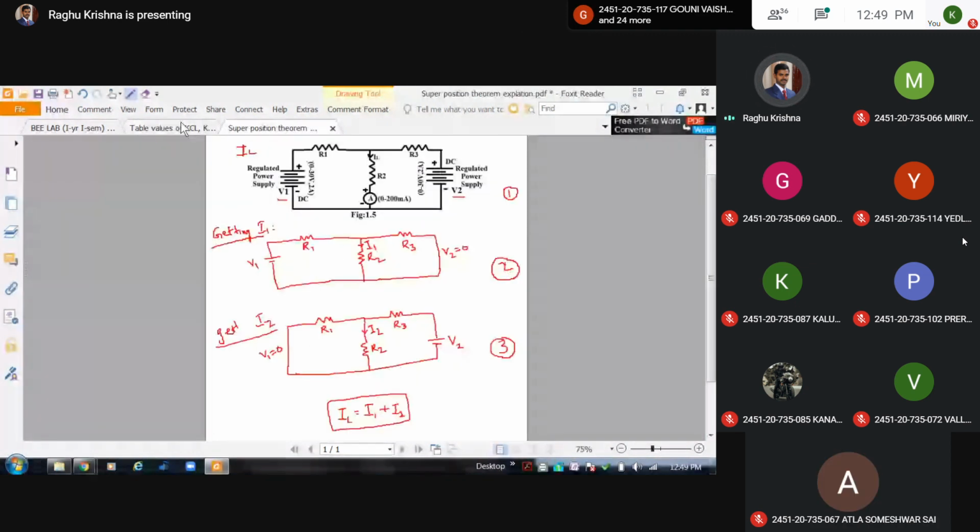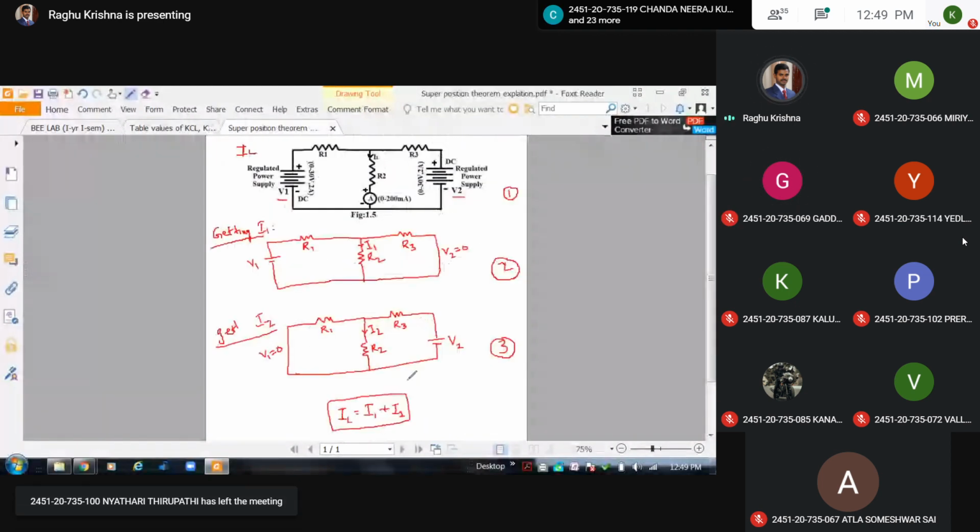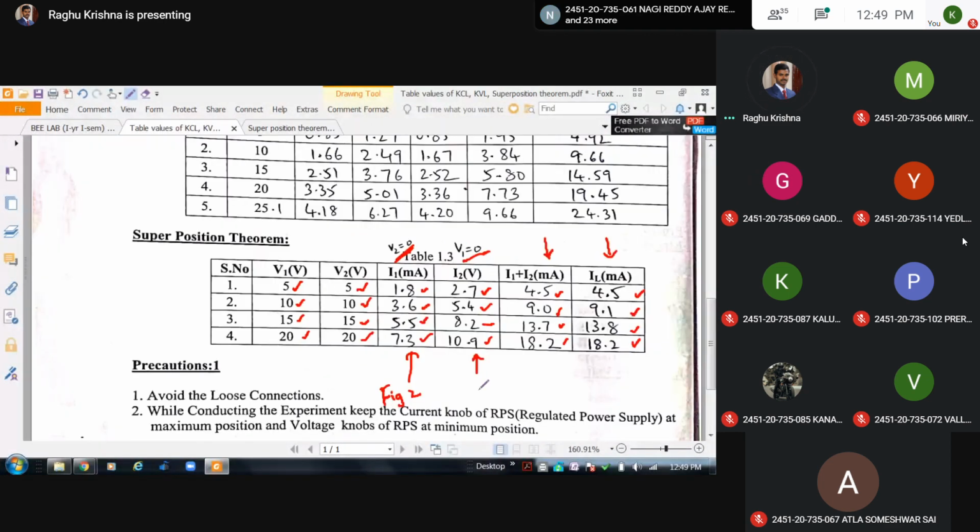Now for I2, how are you going to get I2? Using which figure? Figure 3, yes. Using figure 3. After this, you have to add these two values, and you are going to get this column.